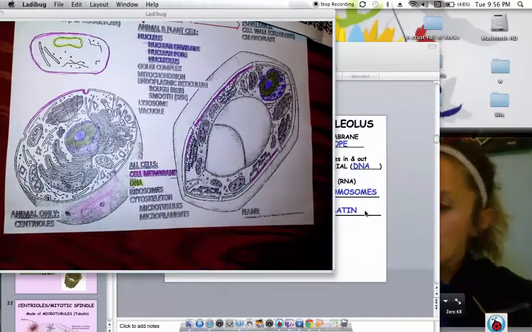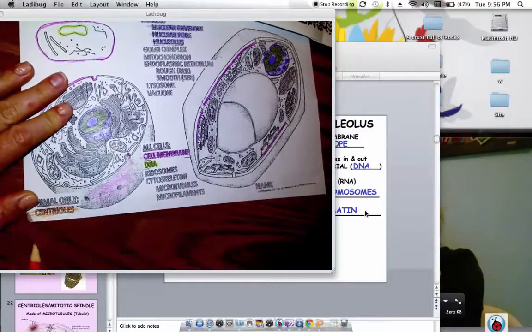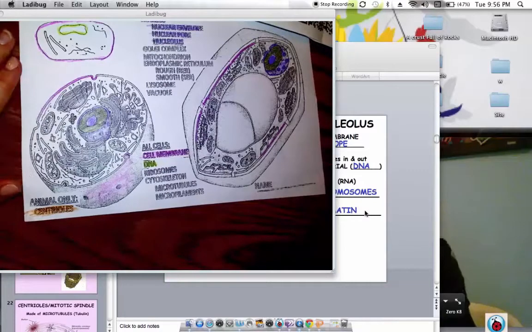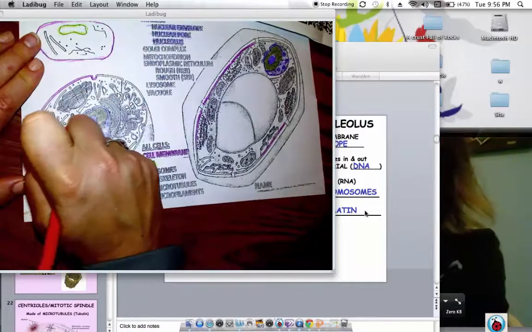In our diagram here, we are going to go ahead and focus mainly on the animal cell, and we're going to color these organelles orange. So these are the centrioles. So the centrioles we will only find in animal cells, and centrioles are going to basically be these guys right here. So those are our centrioles.